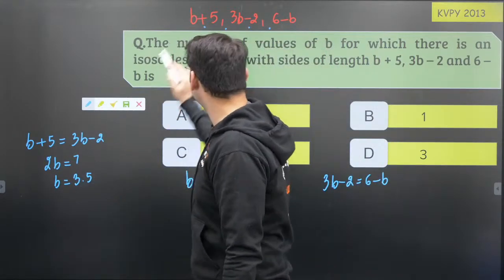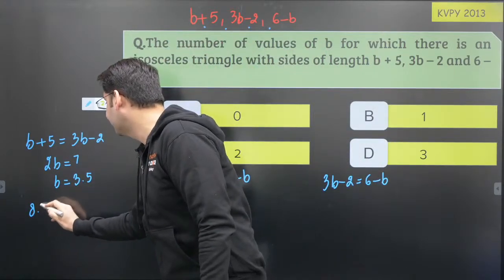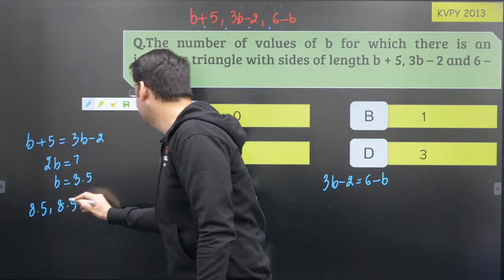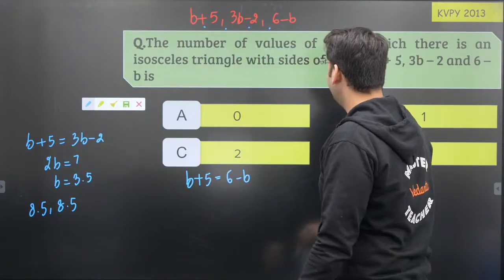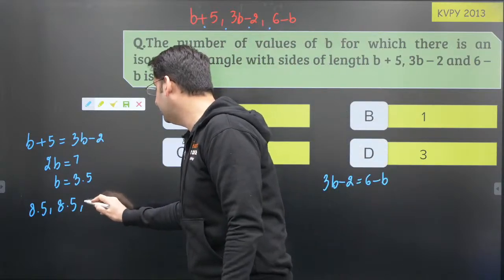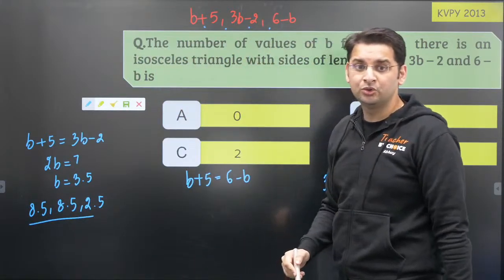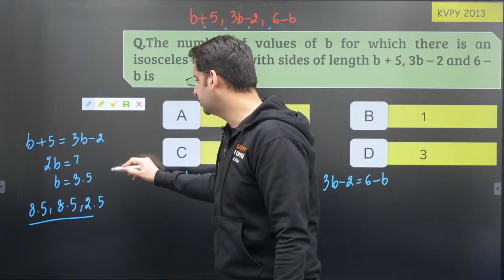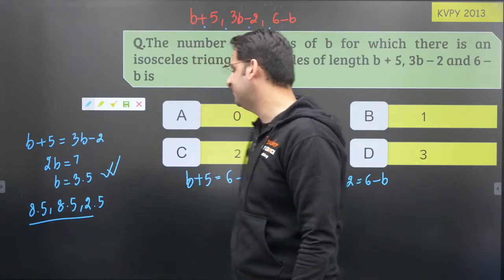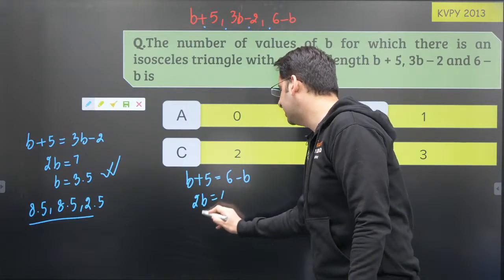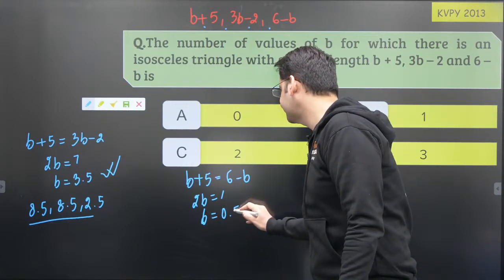अगर B 3.5 है बच्चे तो पहली साइड क्या हो जाएगी 8.5, दूसरी साइड हैज टू बी 8.5, ठीक है. एंड तीसरी साइड 6 minus 3.5 विल बी 2.5. सो यस, दिस इज फॉर्मिंग अ ट्रायंगल. Sum of two sides is greater than the third side, so this will be an isosceles triangle. So एक value this will be accepted. यहां से देखते हैं. So 2B is equal to 1, so that means B is equal to 0.5.